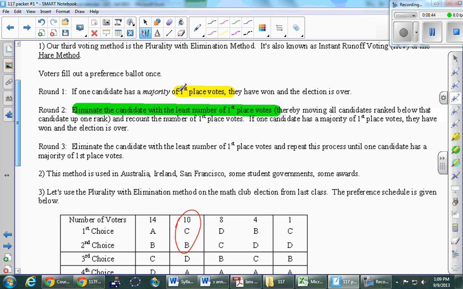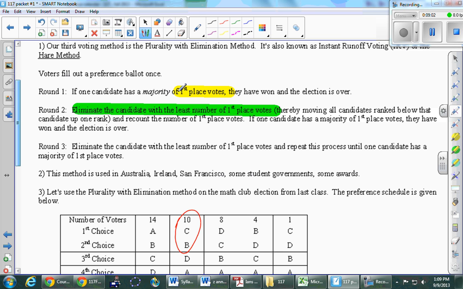It could be. So let's take a look at what Chad's talking about. We're going to do this example all the way out in all the detail. But suppose that C gets eliminated because they have the fewest first place votes. I'm not saying they do, but just suppose they do. When C gets eliminated, well, we can't just ignore the wishes of these 10 people, right?